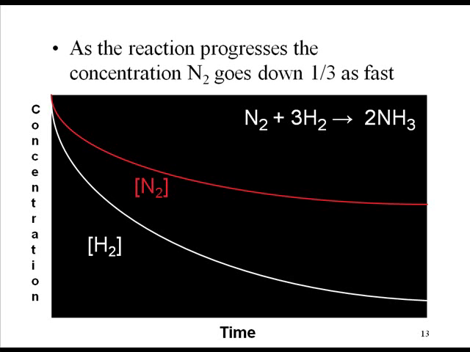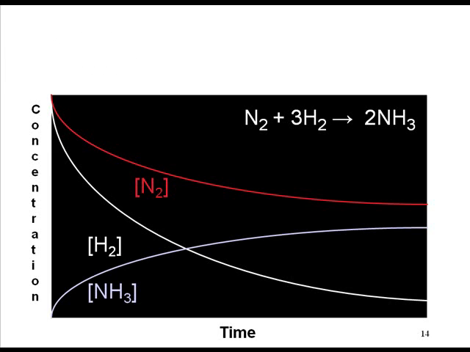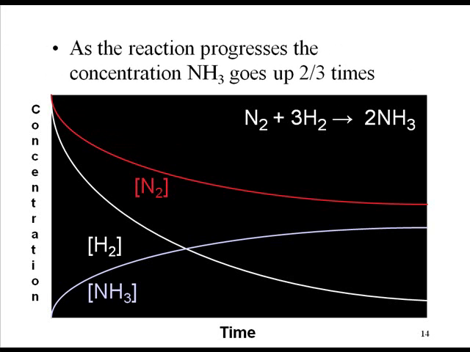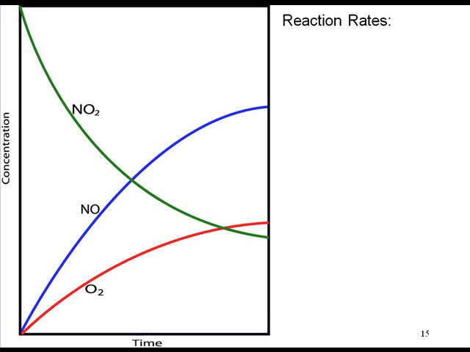Now the number matters. What you do is you take a look and say that the N2 is 1/3 as quick because the hydrogen is being burned 3 times faster. Now the production of the NH3 also tapers out, and it goes up 2/3 as fast as the hydrogen. So notice the coefficients tell you how quickly these lines are going to be dropping or increasing.